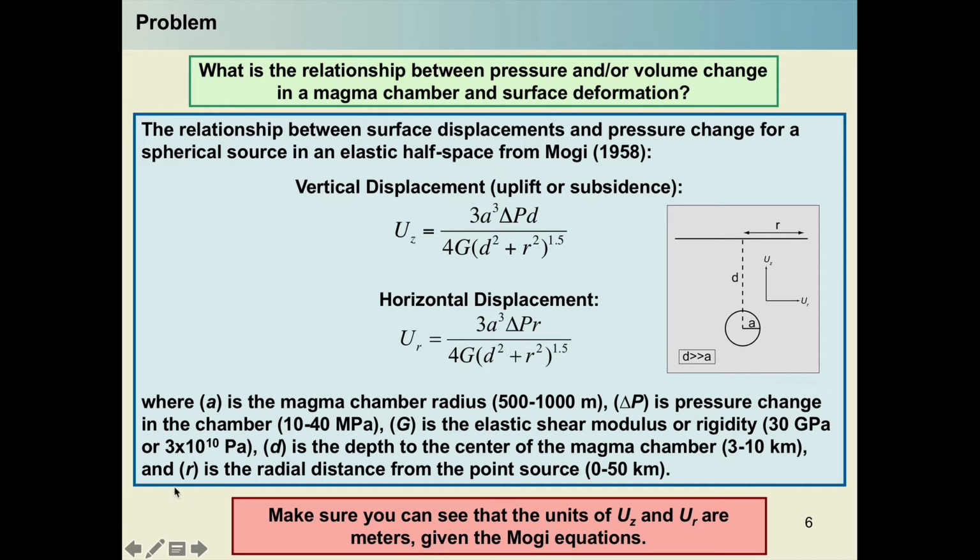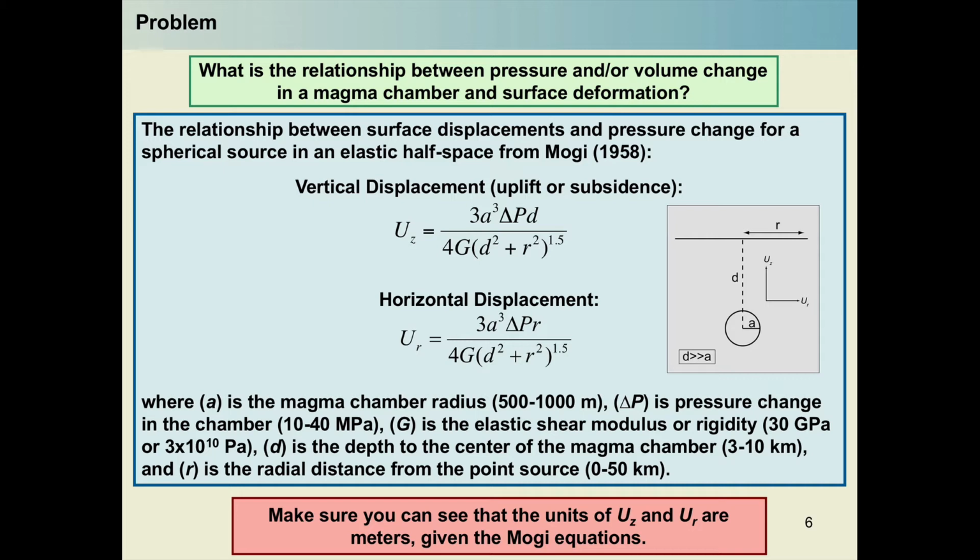Okay, so A is the magma chamber radius, typically 500 to 1,000 meters. That's kind of a typical range that might be reasonable for a magma chamber. Although I have to say, we don't really know what magma chambers actually look like. There's a lot of inferring that goes on and a lot of assuming from things like geophysical signals and petrology. Delta P is pressure change inside of the magma chamber, so typically 10 to 40 megapascals.